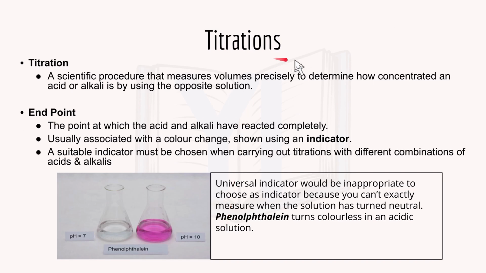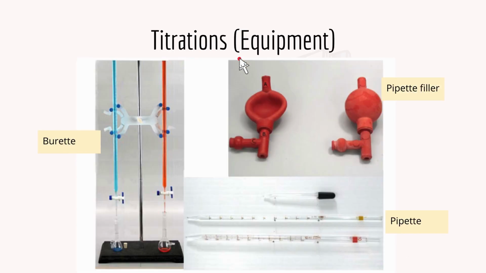And moving on, we have titrations. Titration is a scientific procedure that measures volume precisely to determine how concentrated an acid or alkali is by using the opposite solution. So here we have some description for endpoint. And universal indicator will be inappropriate to choose as an indicator because you can't exactly measure when the solution has turned neutral. So as I talked about in the first few slides, phenolphthalein turns colorless in an acidic solution, which makes it very useful to see any color change and any pH change.